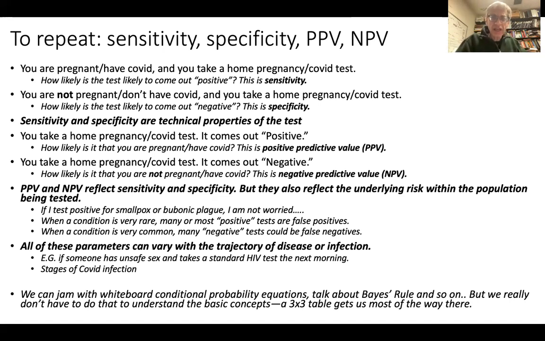Now, I should say that in going through all of these concepts, we could sort of jam at the whiteboard with conditional probabilities and talk about Bayes' rule and stuff like that. But we really don't have to do that to understand the basic concepts. A 3x3 table of numbers gets us most of the way there. So let me show you that.